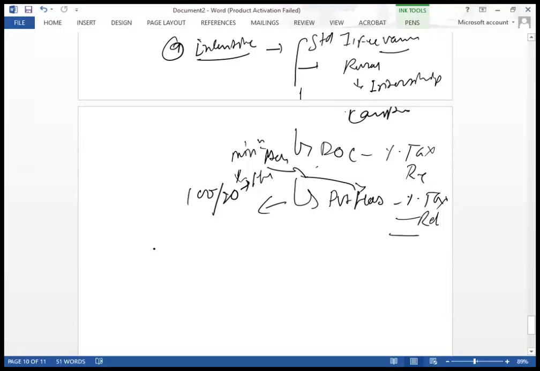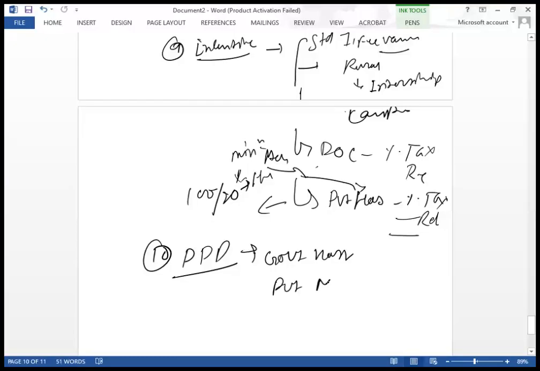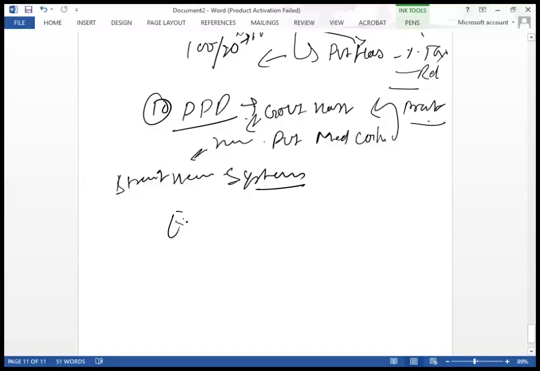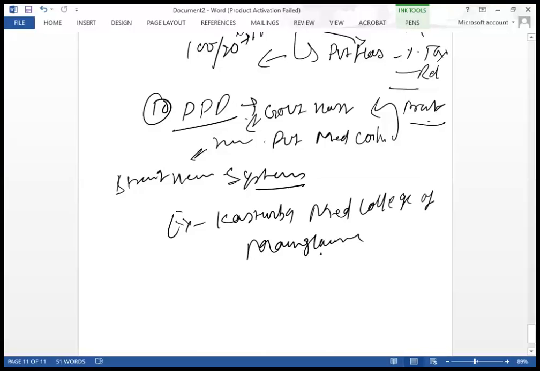And the last point, I think the 10th point, is public private partnership. How does it work? Just take an example of a government hospital and a private medical college. If the private medical college comes to the government hospital for practice, then this will increase the number of doctors in the government hospital, and which will lead to a strong healthcare system. You can give the example of Kasturba Medical College of Mangalore. They are doing the same.